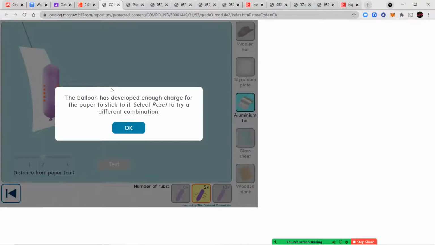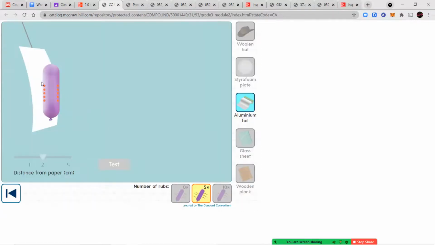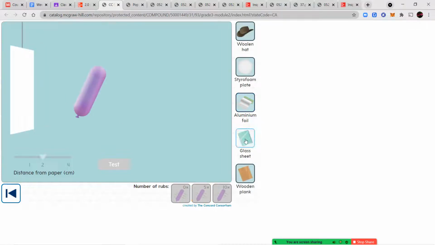And we will test it. Now you can see that the balloon did develop enough charge for it to stick to the paper. You can see the little red dots over here symbolize the negative charge that's built up. So let's reset. We'll try the glass.